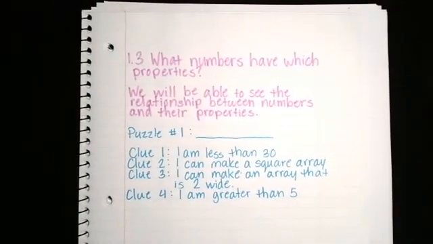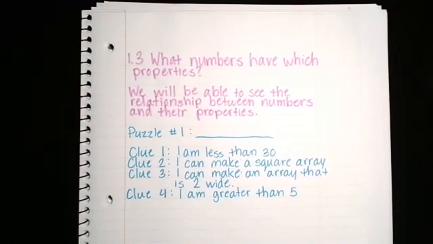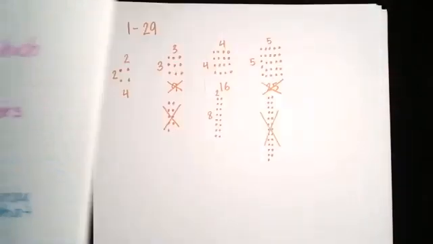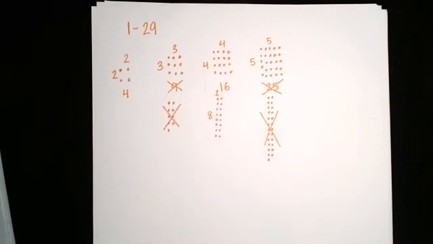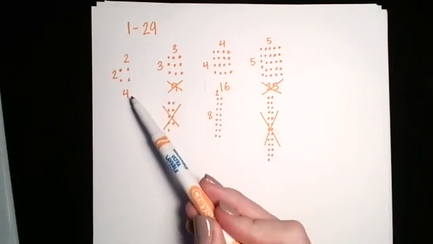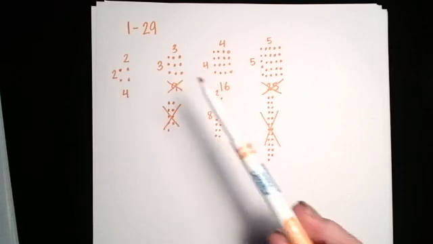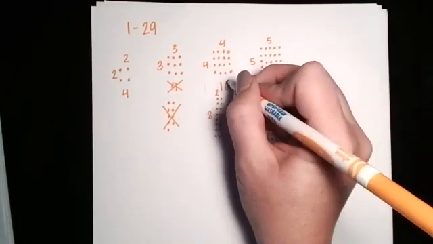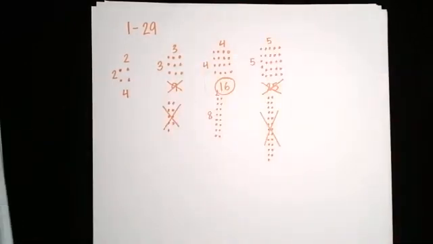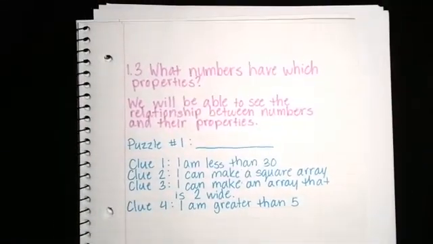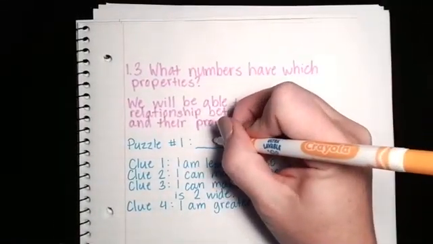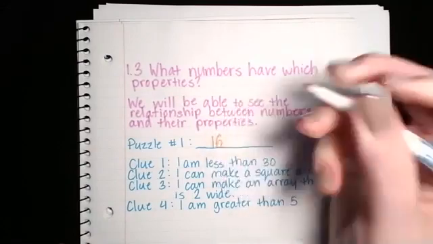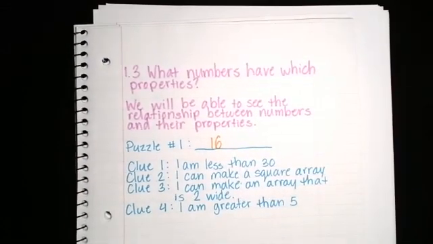Clue number 4, I am greater than 5. Okay, well, let's see what we have. 4 and 16 are our only 2 options. 4 is not greater than 5, which means our final answer must be 16. It's the only number that hits all 4 clues. So my final answer is 16. All right, let's go to our next puzzle. I'm going to get rid of that one so we don't get confused by it.